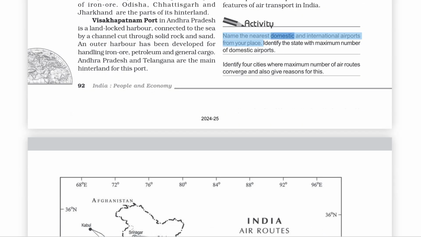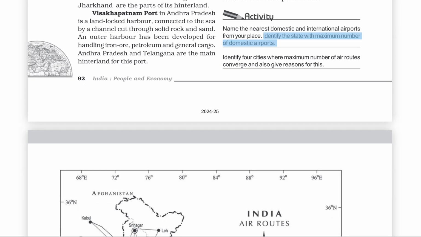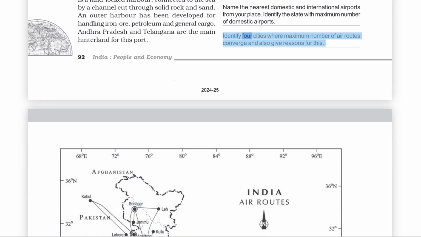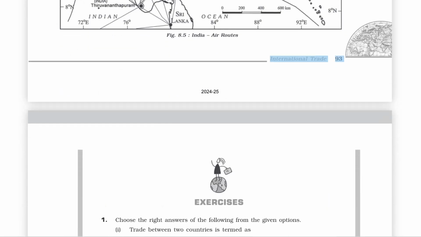Name the nearest domestic and international airports from your place. Identify the state with the maximum number of domestic airports. Identify 4 cities where the maximum number of air routes converge and also give reasons for this. International trade 93. Figure 8.5, India, air routes.